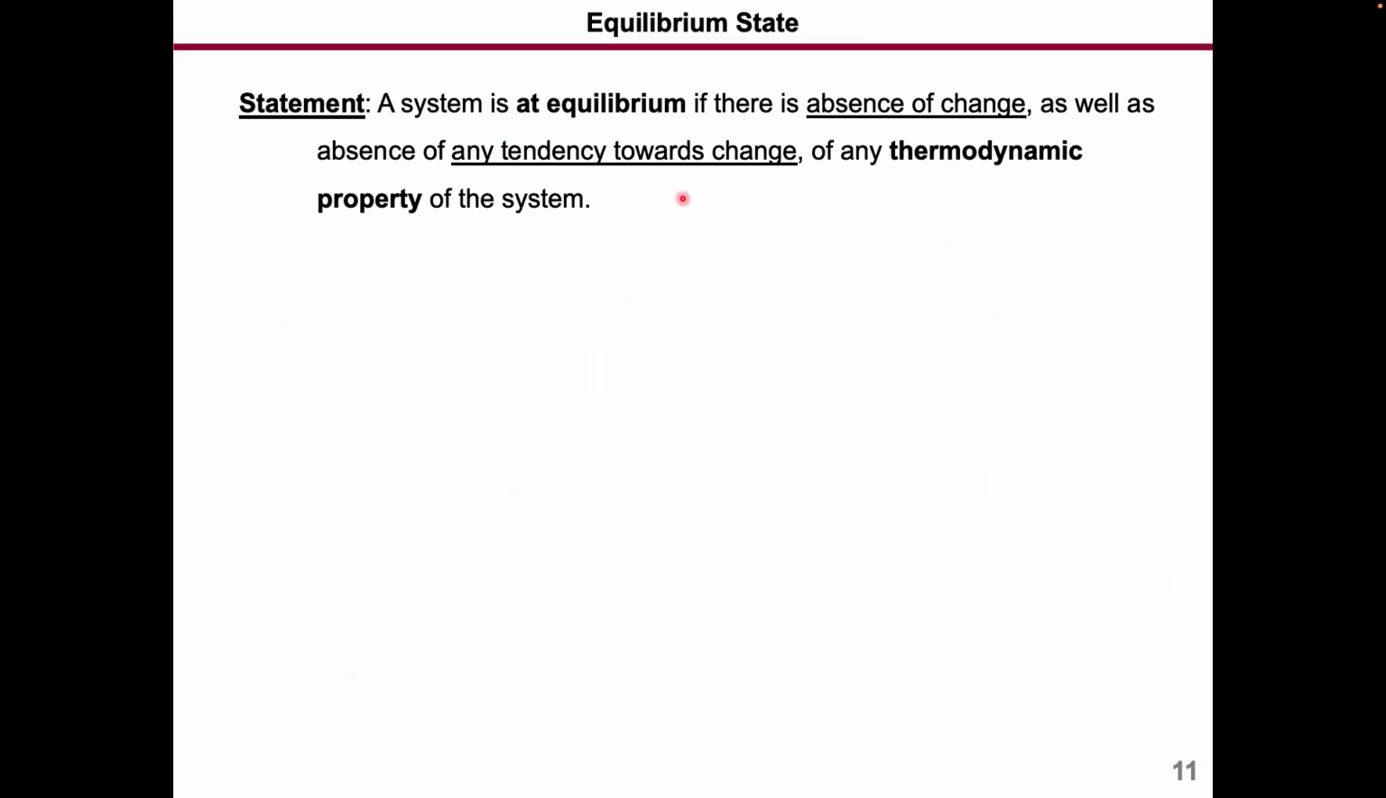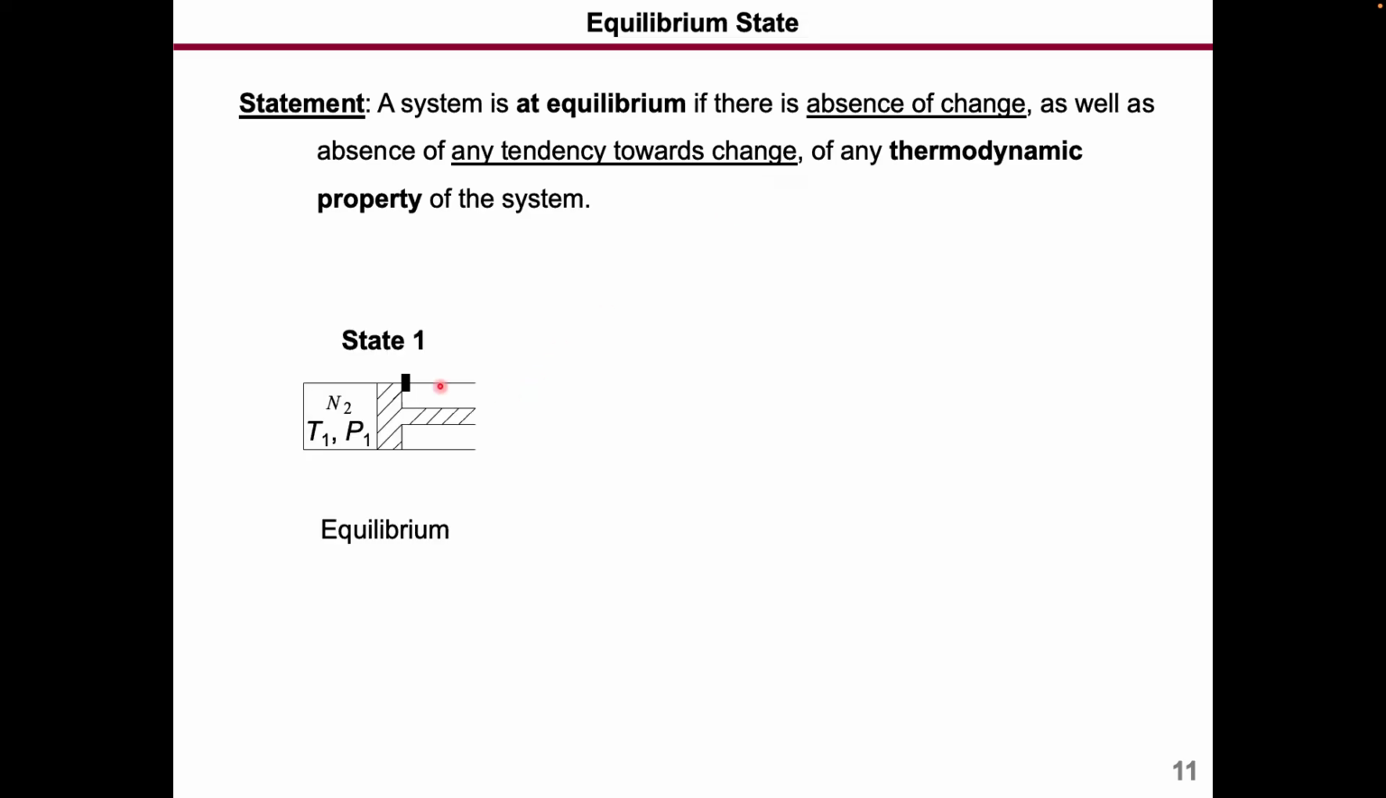Now, just to state it out: an equilibrium state is a system at equilibrium, meaning there is an absence of change, as well as an absence of any tendency towards change of any thermodynamic property of the system. So basically, after reaching this equilibrium state, the thermodynamic properties of the system no longer change or have any tendency to change. Okay, so this is the definition of an equilibrium state.